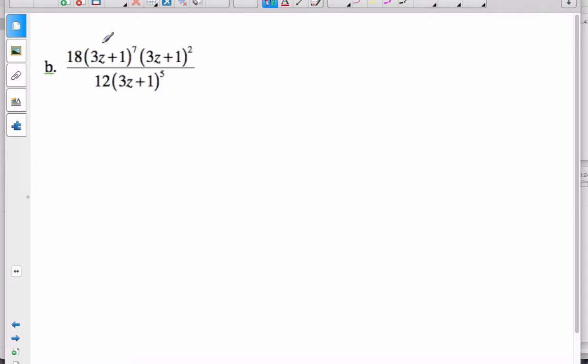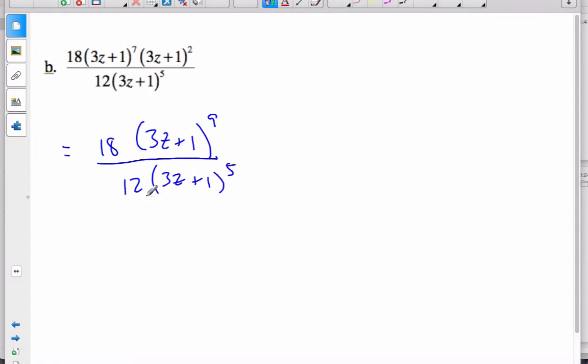Yeah, let's try this next example here. So this one just looks really confusing. You have to consider that all these things in the parentheses are exactly the same, so all my rules for exponents apply to them. And so I'm going to bring them together on the top of the fraction. So I get (3z plus 1) to the power of 9 over 12 times (3z plus 1) to the 5th. And again, I have 9 of these all written out and 5 of those there. So I subtract 9 minus 5.